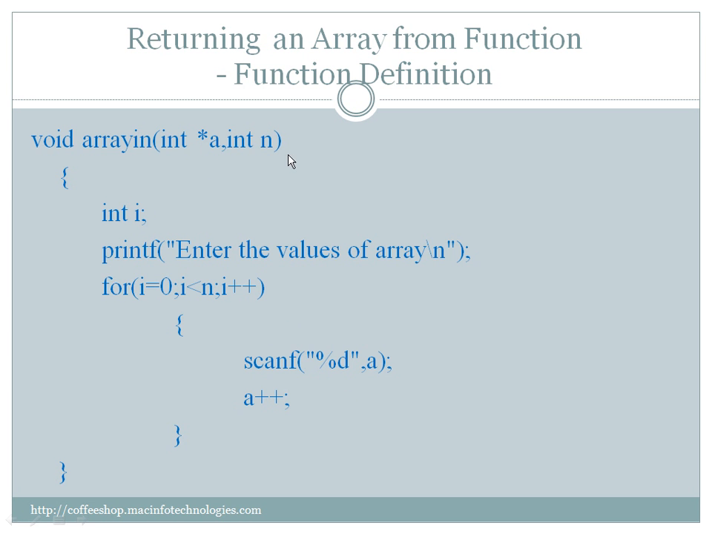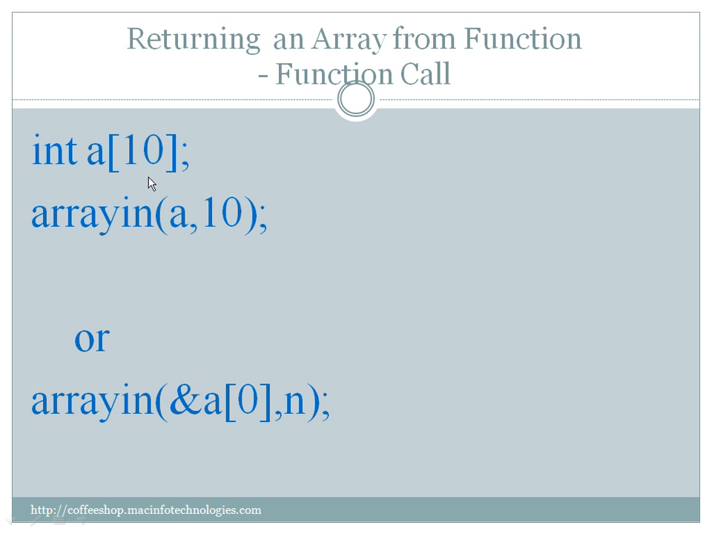If we send the size of array as 10, then 10 values will be taken and saved in the memory location which is the same as the memory location of the main function. If this is an array of a of 10, we are sending the address of the first location. You can see here I have written a, or you can also say ampersand a of 0. So we are sending the address of the first location.